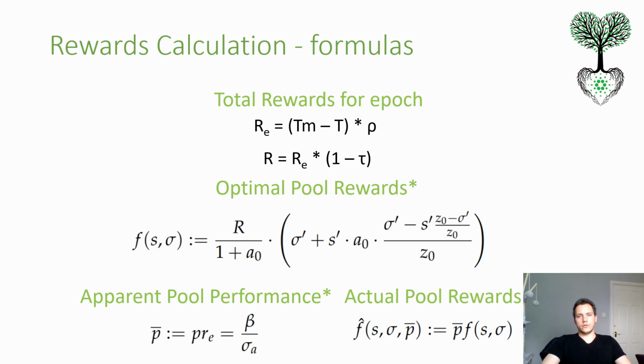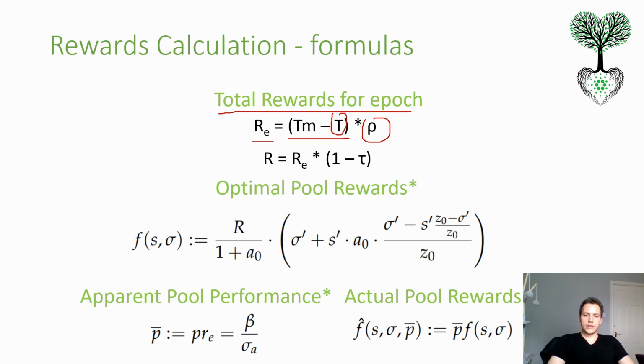Now that we know all the variables, we can start talking about the formulas. The way we're going to calculate rewards is first we calculate all of the rewards for an epoch, where RE is the absolute total rewards, which, as we mentioned, is controlled by the amount of ADA in circulation and the monetary expansion factor. TM is the maximum supply, so 45 billion, that never changes, but the amount of ADA in circulation does change. Now it's around 31.7 billion.